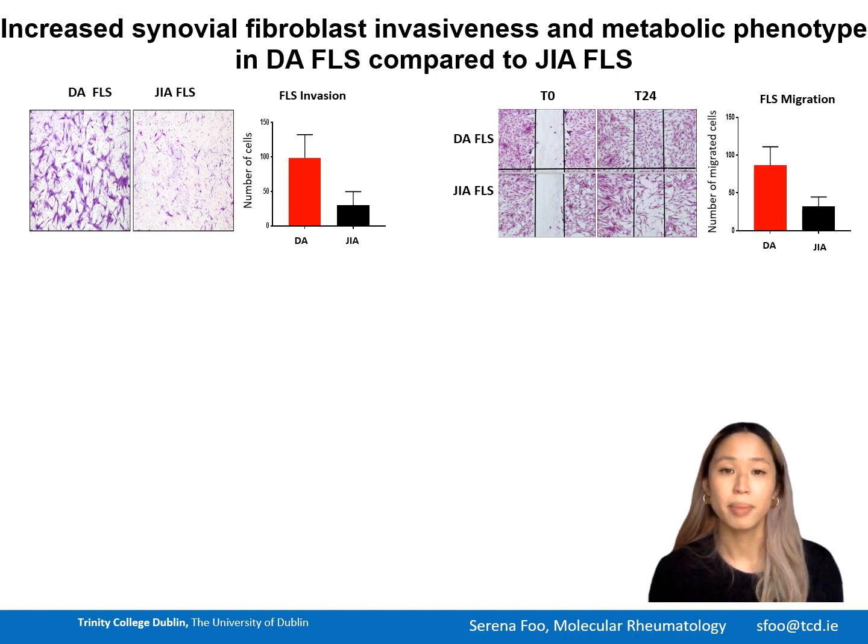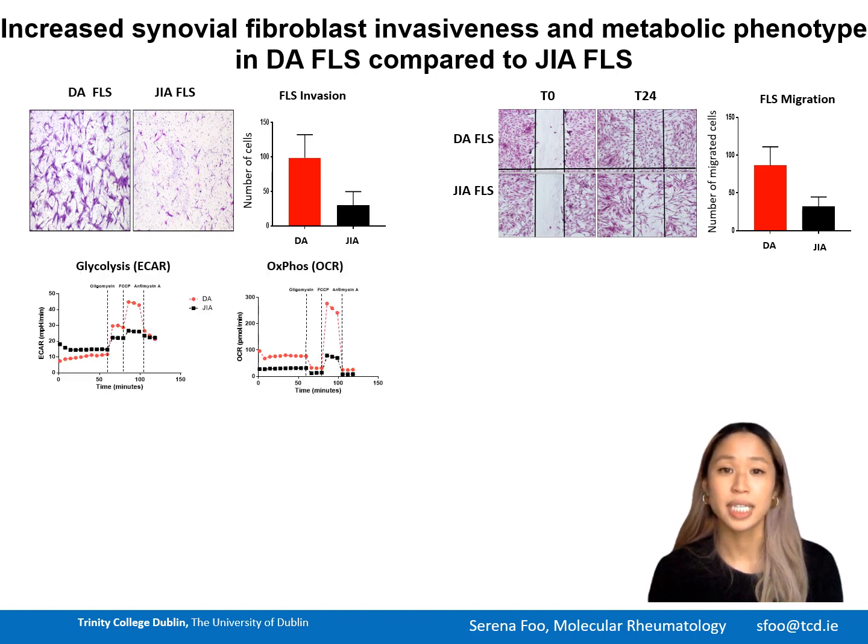Next, we wanted to look at the metabolic activity of these cells to see if they were linked with the higher invasive and migratory capacity. The representative metabolic profiles here show that DA fibroblasts have a higher glycolytic activity and oxygen consumption rate compared to JIA.